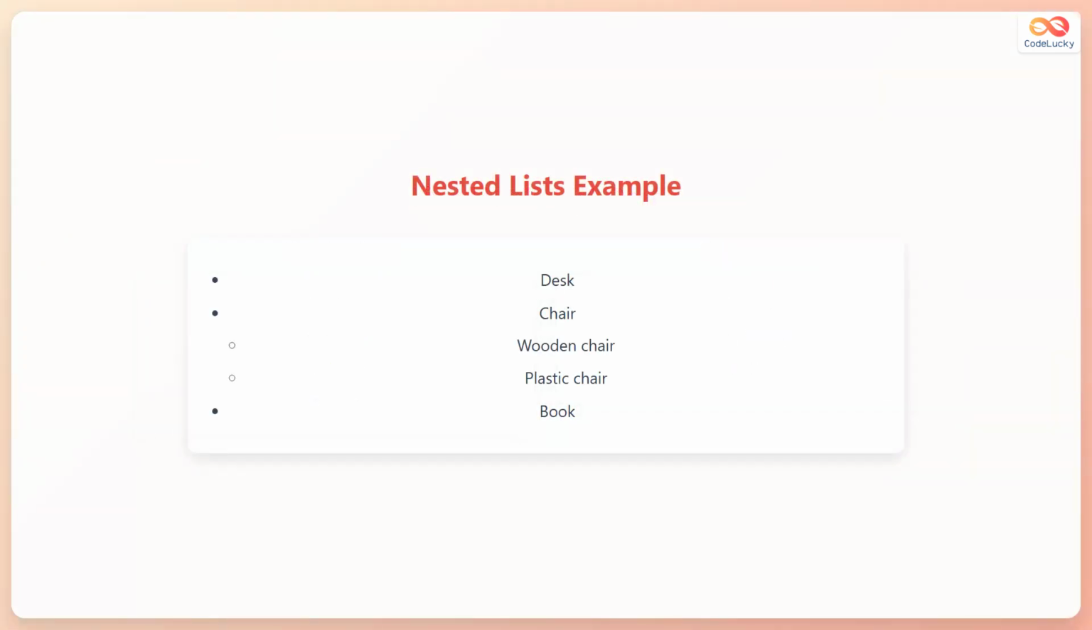Nested lists organize information in levels. Main items use outer OL tags. Subitems nest inside LI tags with inner OL tags. This creates clear hierarchies for related objects.